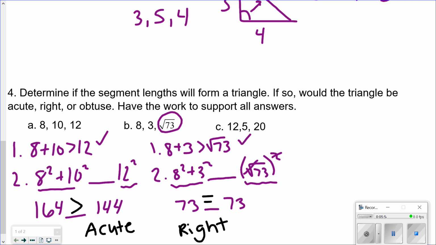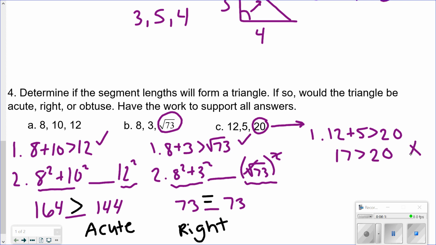And for part C here, I'll write this over here. I kind of ran out of room. I have 12, 5, and 20. So 20 is the longest side. So for number 1, is 12 plus 5 greater than 20? Well, 12 plus 5 is 17. Is 17 greater than 20? It's not. So this will not create a triangle.